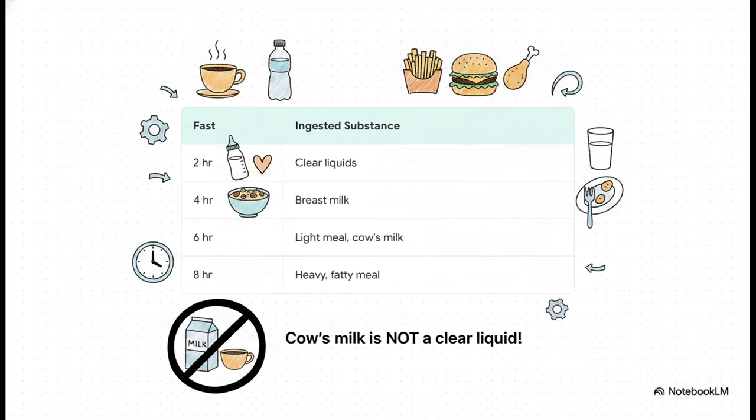Now, I need to loudly flag a classic CST exam trap right here. Cow's milk is not a clear liquid. Do not let them trick you on test day. If a patient had a splash of milk in their morning coffee, they instantly fall into that 6-hour fasting category, not the 2-hour clear liquid category.